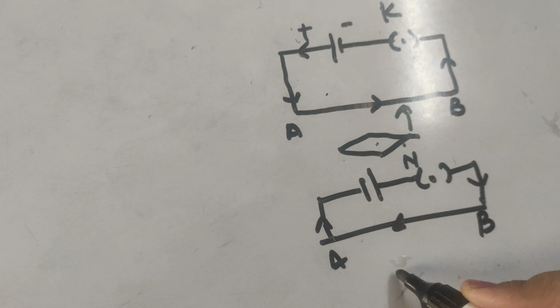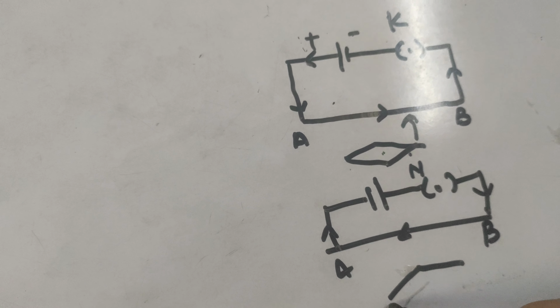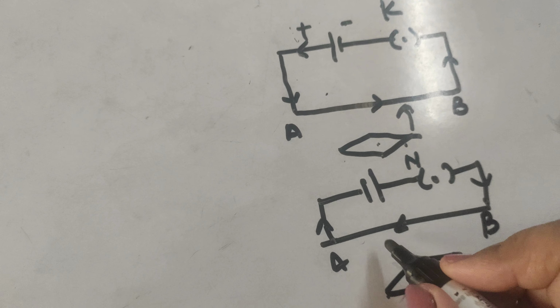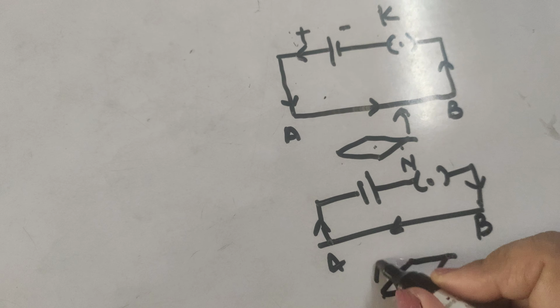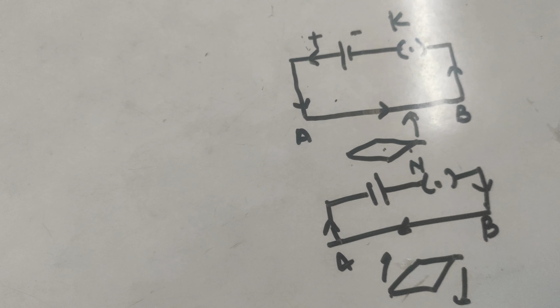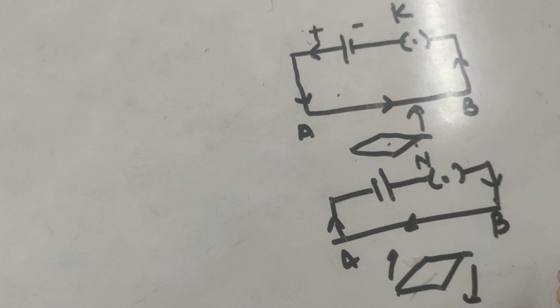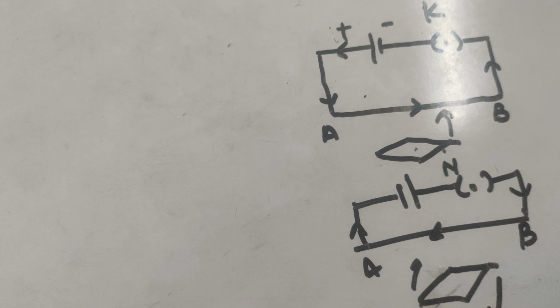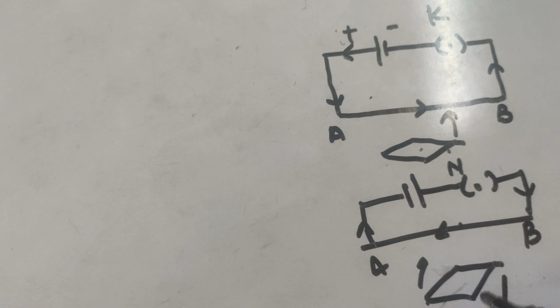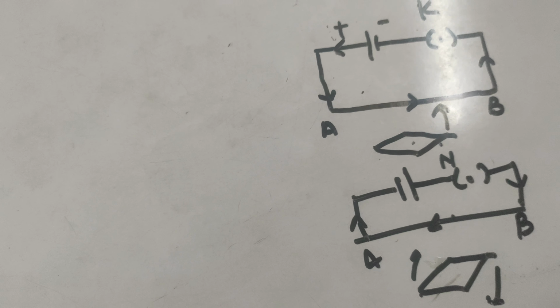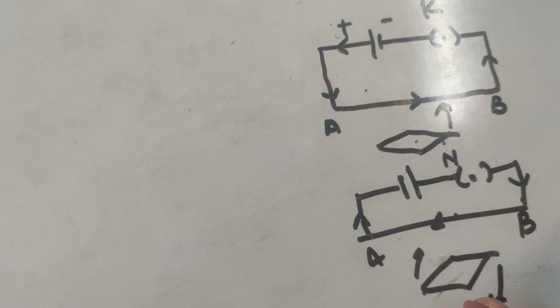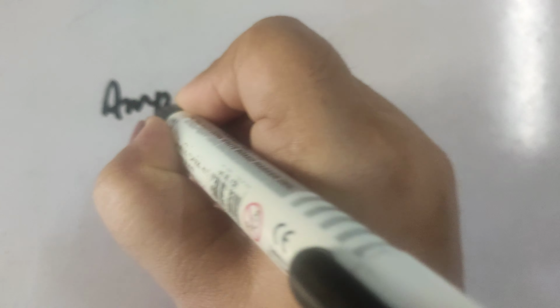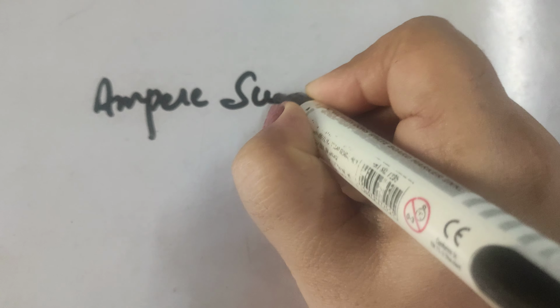In that case, it is found that this end would have deflected upward or this one downward. So this shows that there should be a magnetic field associated with current, which gives this deflection. And this direction of deflection can be found by Ampere's swimming rule.